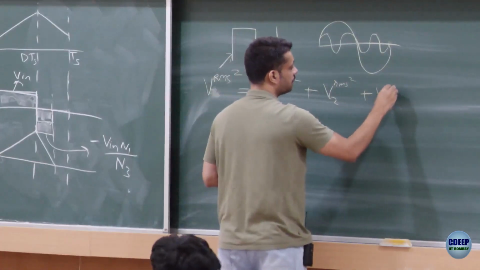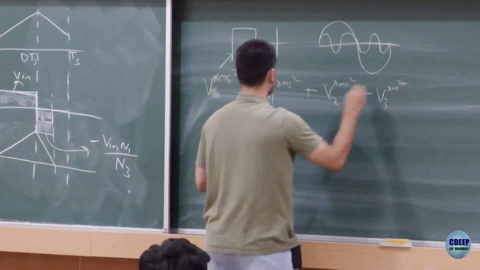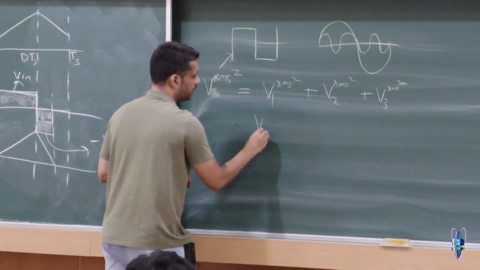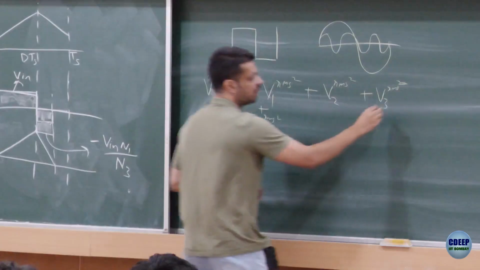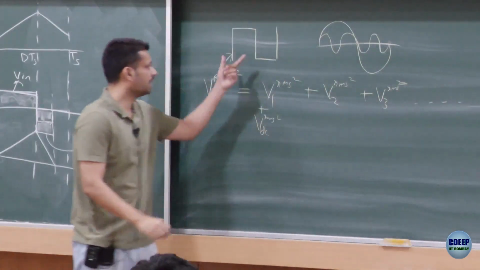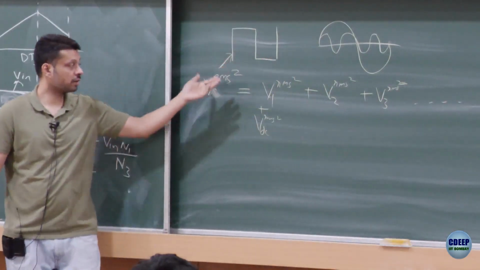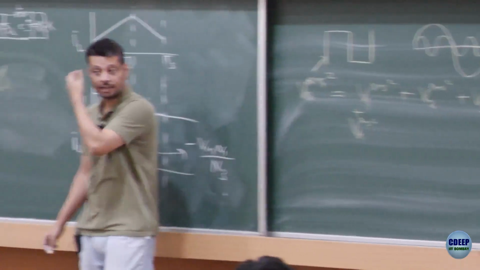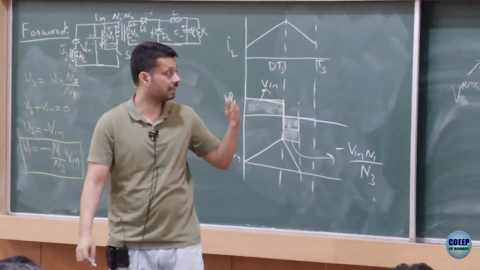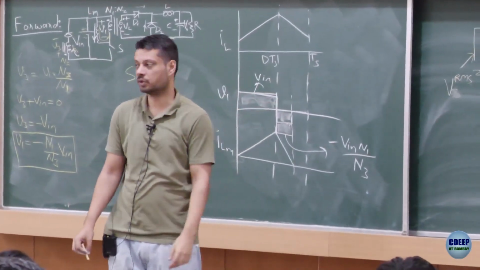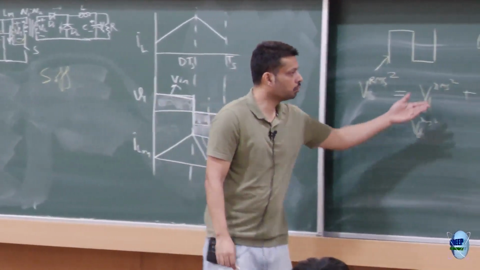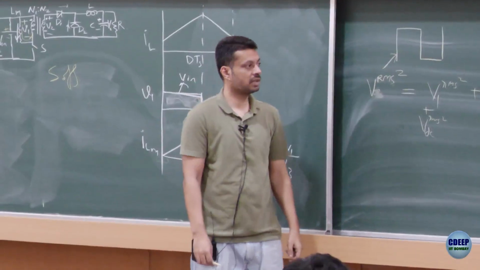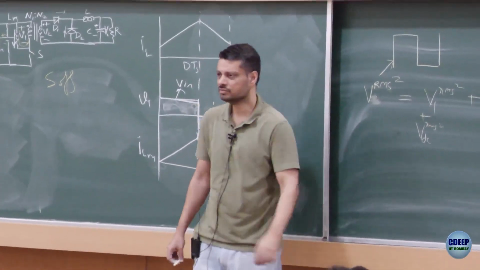harmonic RMS squared, plus of course we should not miss out the DC component RMS squared, right, and you keep adding this thing. So the square of the total RMS is the addition of the squares of all the individual harmonic components. Again, this is something which you can easily prove using the Fourier series terms.